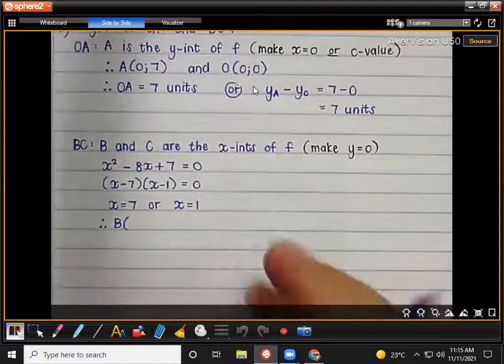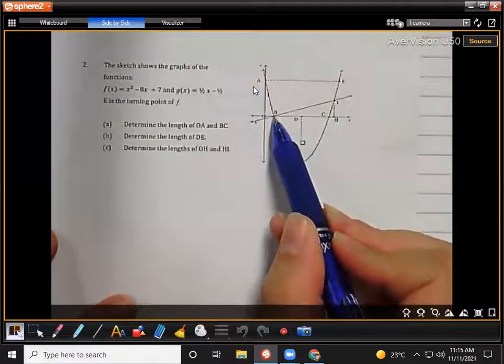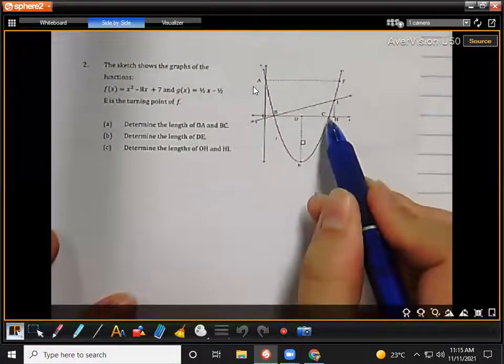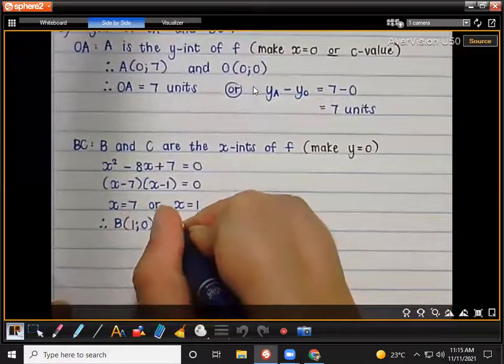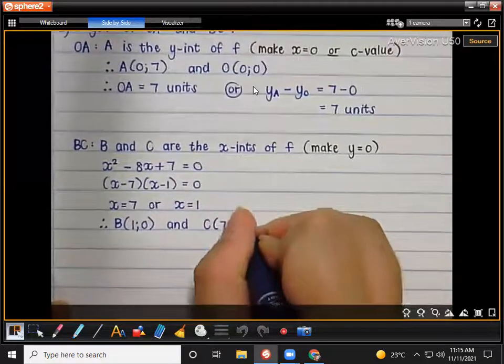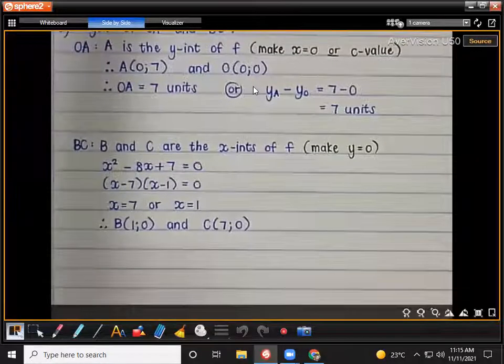If we're looking at the graph, we have 7 and 1. So B, is this one 7 or 1? 1, right? It's the one with the smaller x value, and that is going to be the one with 7. So B is the point (1, 0), and C is the point (7, 0). You don't really need to write that down in order to get the length, but in case they possibly asked you for the coordinates, you would have to write that down.